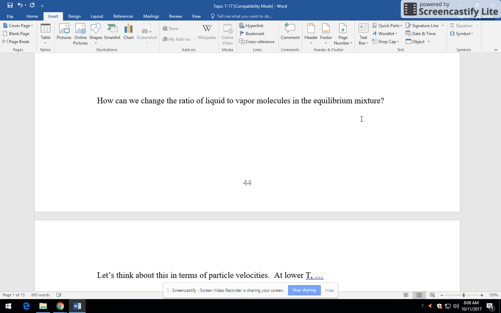Now, you may think that by having a bigger bottle, you can change the ratio. You can't. You can change the number of vapor molecules that seem to be able to escape into the atmosphere, but it's not going to change the ratio. All right, I think you might have it. The only thing that can change the ratio is changing the temperature. And that's what we're going to focus on and how we can describe that on a molecular level. Changing the temperature.